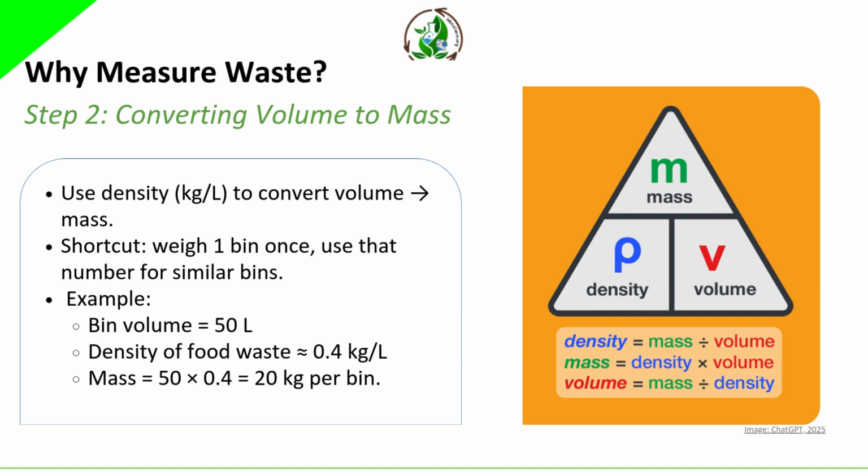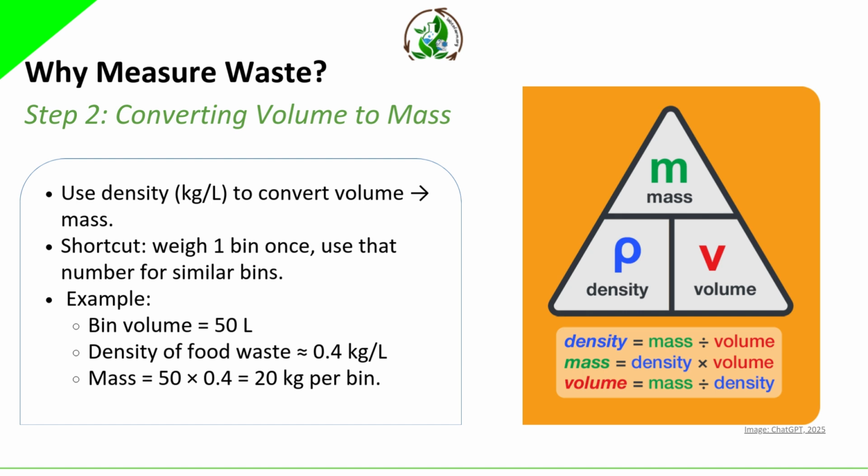Why? Because disposal costs, hauling limits, and composting capacity are calculated by weight. The bridge between volume and mass is density. If we know food waste averages about 0.4 kilograms per liter, and a bin holds 50 liters, then mass would be 50 multiplied by 0.4, that is 20 kilograms. That's one bin's worth.